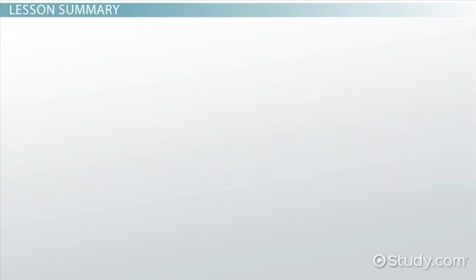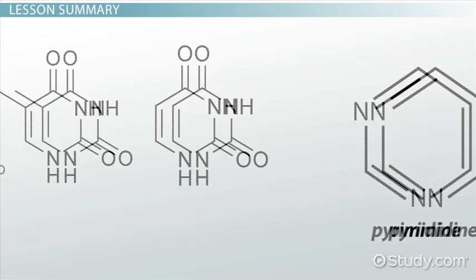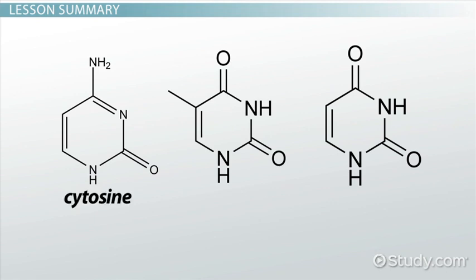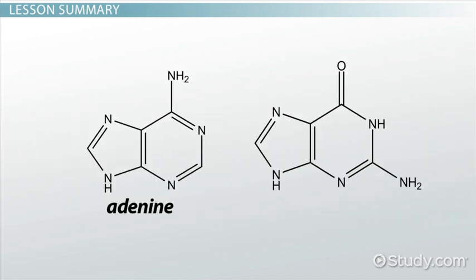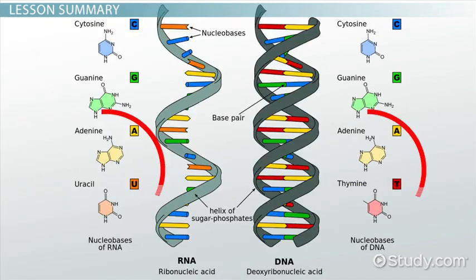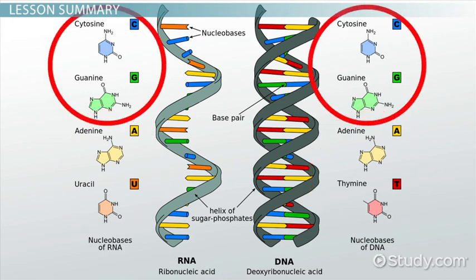There are 2 kinds of nitrogenous bases present in DNA and RNA: pyrimidine bases and purine bases. The pyrimidine bases are cytosine, thymine, in DNA only, and uracil, in RNA only. The purine bases are adenine and guanine. Adenine always pairs with thymine, or uracil, and cytosine always pairs with guanine.